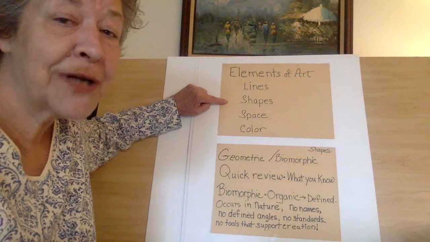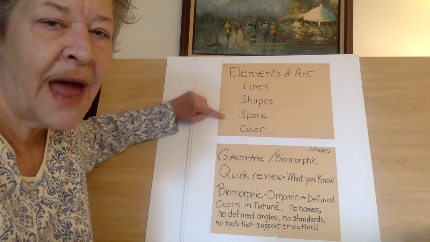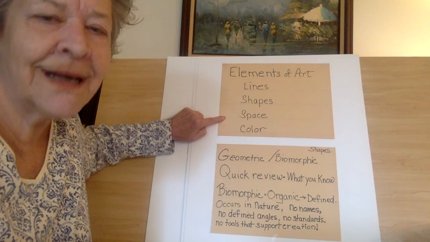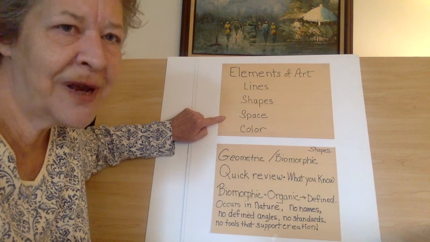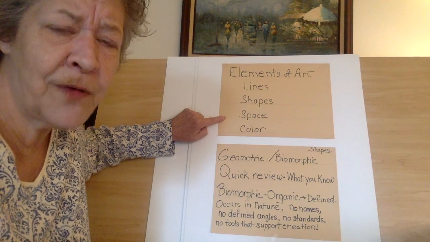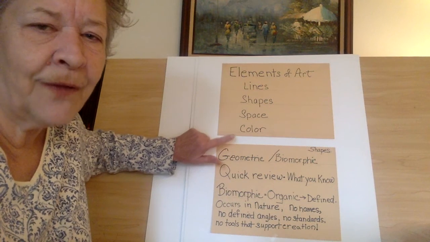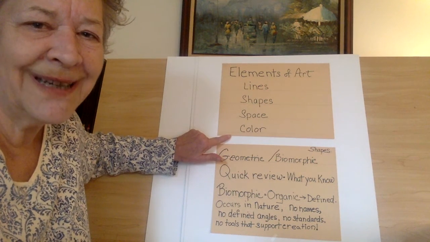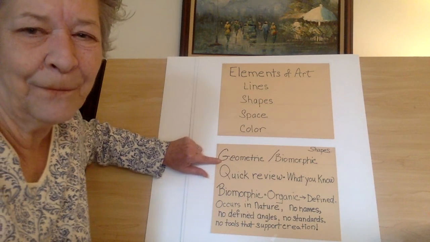We're going to spend our time on biomorphic shapes today. And we're going to discuss a little bit about space. Space is interesting in a piece of art, and it's very important. We're going to move on to color eventually. Okay, we're getting to it, guys.